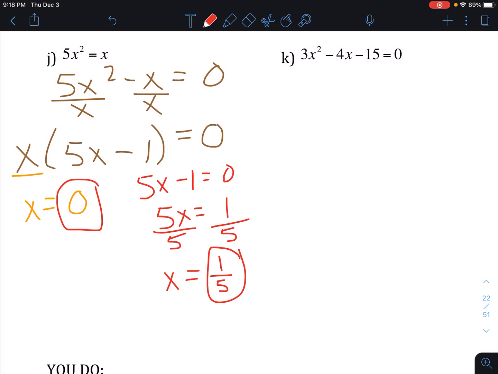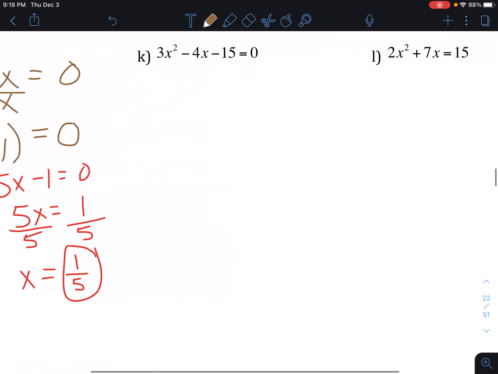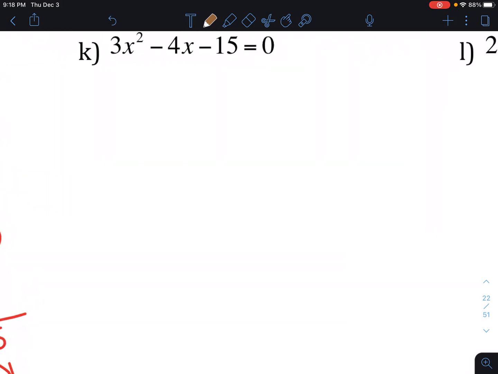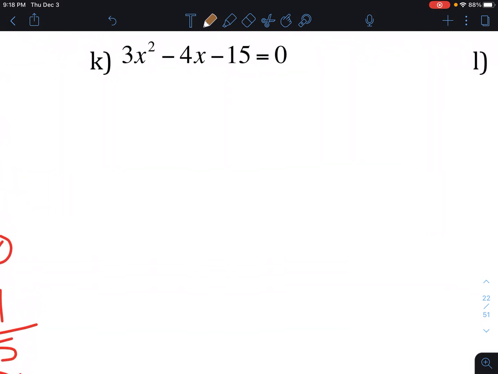Okay, letter K. I'm going to up the difficulty a bit. Yeah, it's set equal to 0. Does it have a GCF? No, it does not. 3 and 4 and 15, absolutely not. This is actually a hard trinomial, so we got a little bit of work to do. I'm going to use the A times C method that I taught you the other day. If you did not do that, you better go back in your Ed puzzle and watch it now.